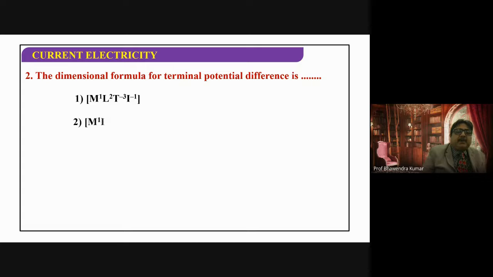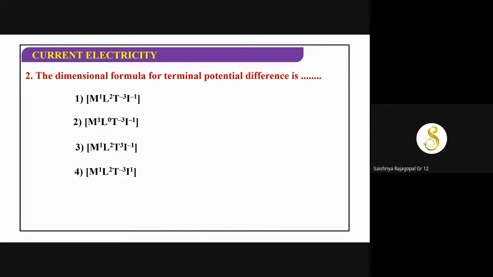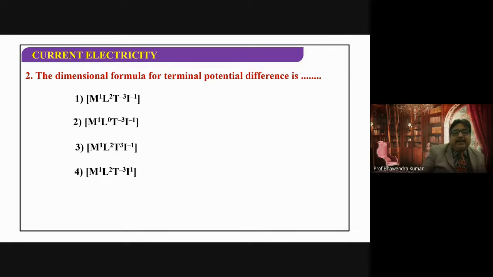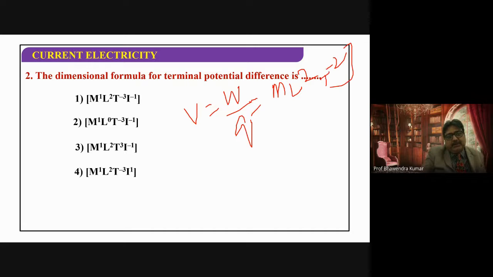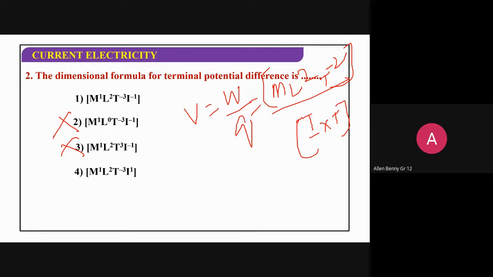The dimensional formula of terminal potential difference will be... Think carefully. I will tell you, the potential difference V is equal to work done per unit charge. Work is ML2T minus 2. Charge is I into T. So option 2 is not a correct answer. So is it A? Yes. Option A is correct.